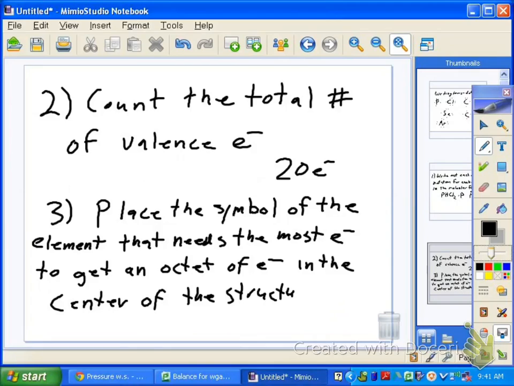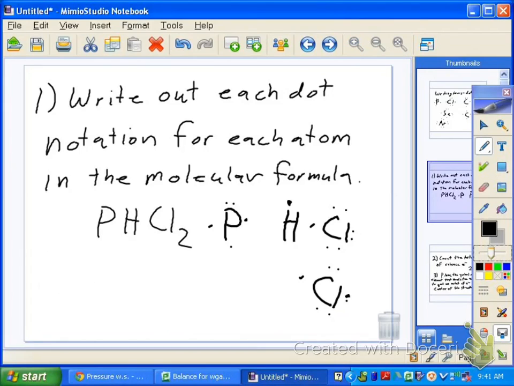Now we haven't written a structure yet, but if we start forming it, the symbol of the element that needs the most electrons to get 8 is going to be our central atom. If we go back to your notes, which one of these 4 needs the most electrons so that it can have 8, or an octet?